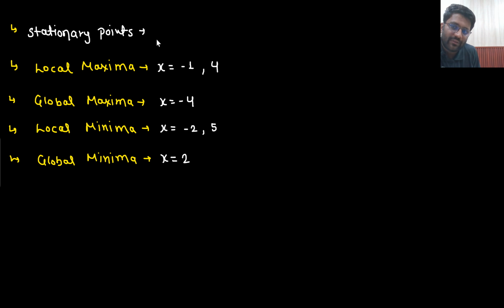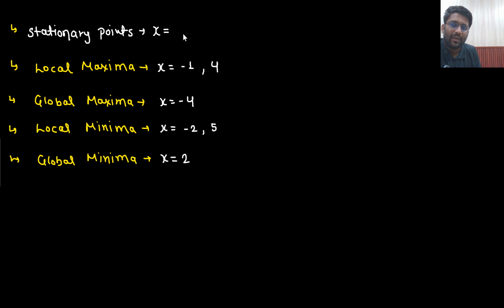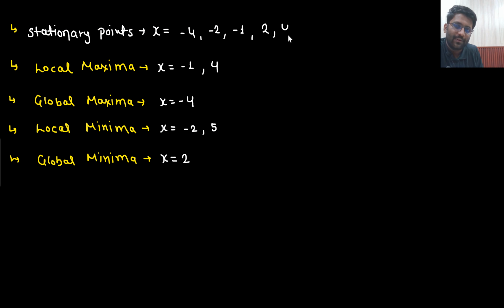So stationary points are all those points where the slope is 0. What points are there where the slope is 0? The slope is 0 at -4, -2, -1, 2, 4 and 5. So all those points where the slope is 0, that point is known as a stationary point.